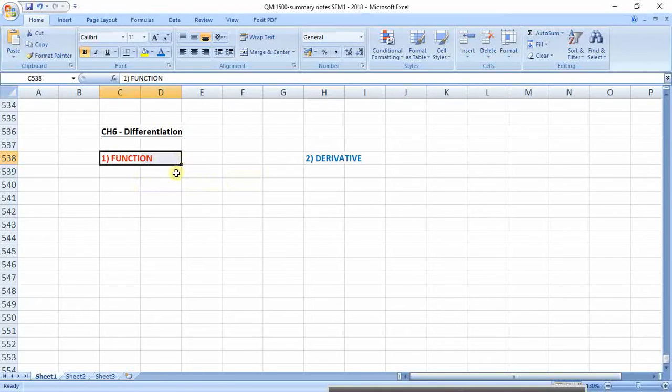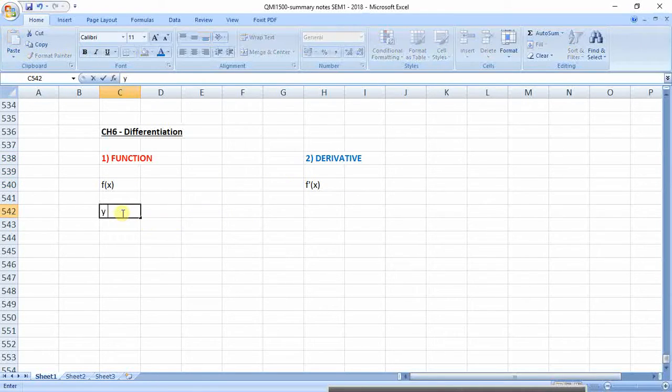Alright, so the function is basically going to be something like x squared plus 2. Okay, so it'll be f of x. And then the derivative is f dashed x. That's how they denote it. Okay, so f of x is the function, and then the derivative is the f dashed x.